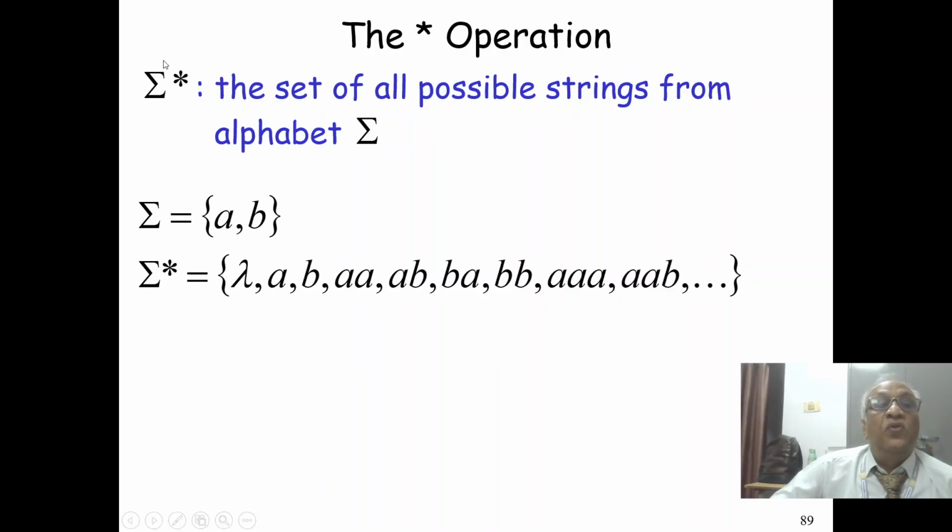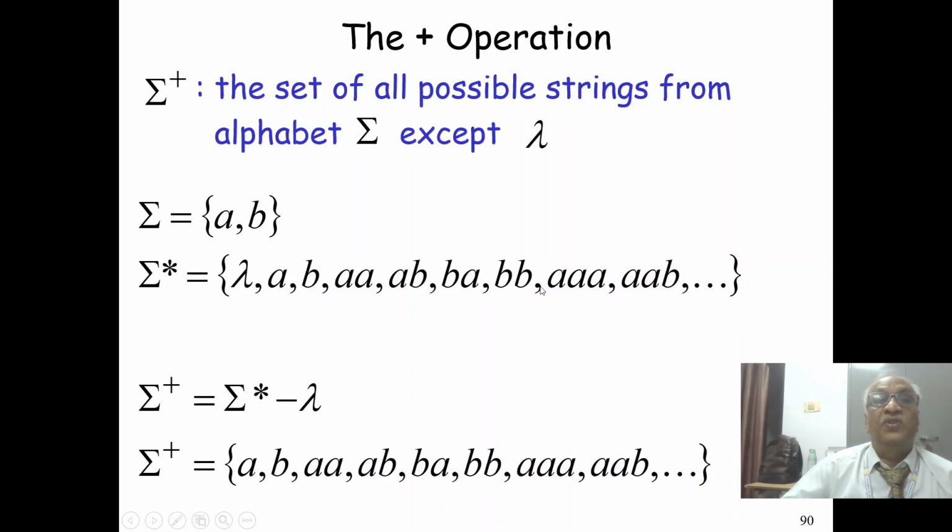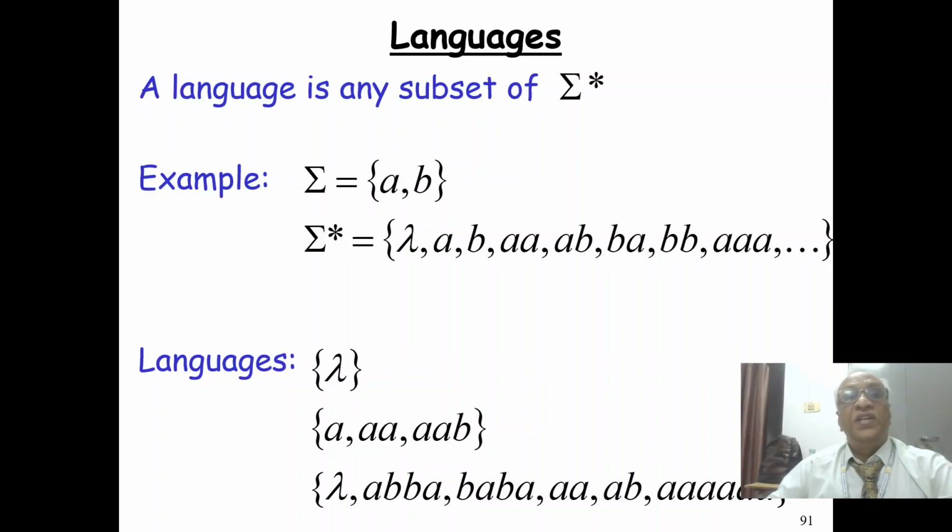The star operation, we know that this is called the Kleene star closure. And what is Kleene star closure? Set of all possible strings from alphabet sigma. So sigma is equal to A comma B. Sigma star indicates all possible strings including the null. So that is Kleene star closure. So this is called the positive operation. What is the relationship between Kleene star operation and positive operation? Positive operation is equal to star operation minus lambda. What is a language? It's a subset of Kleene star closure.